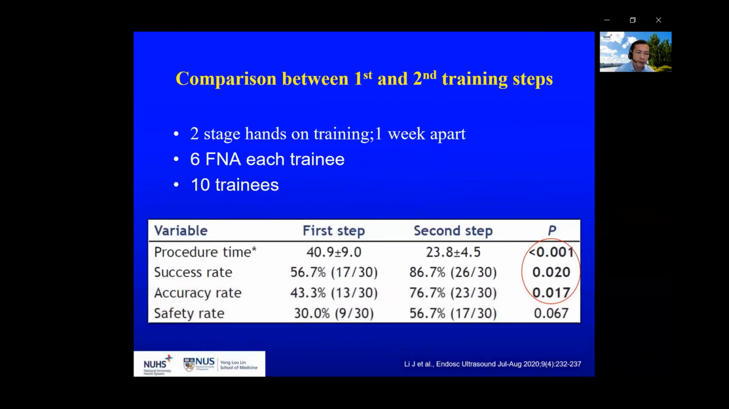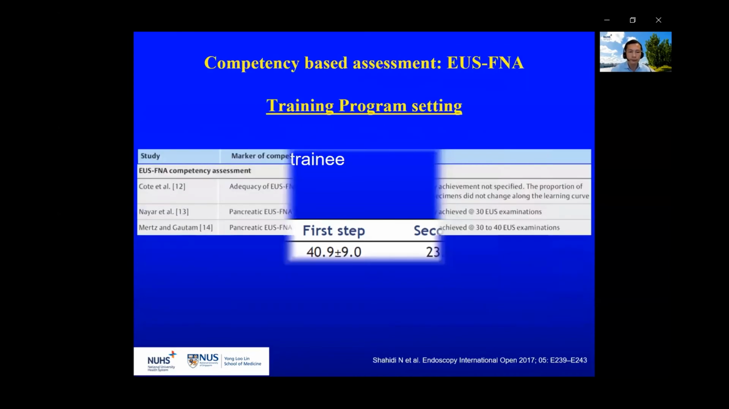So what they found is that the trainees improved in 3 markers of competency: procedure time, success rate in FNA, as well as accuracy of their FNA. The results are shown here. So I think they did actually show competency in a certain way during and after their workshop training.